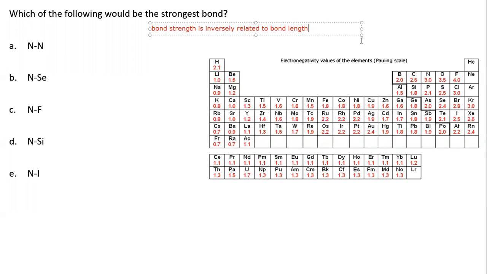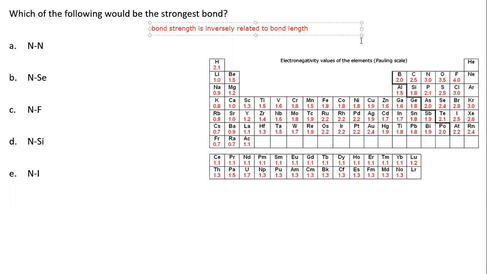So if something is a very strong bond, it's going to have a small bond length associated with it, because that means the atoms are closer together. It's harder to break the bond. So bond strength and bond length are inverses of one another. So the longer the bond, the weaker the bond, which makes sense because it's easier to break.